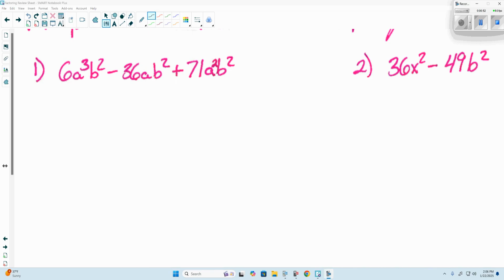All right, let's look at problem number 2 first. 36x squared minus 49b squared. Again, one of the first things with factoring you need to be looking for is the greatest common factor. Is there something that goes into both of those two terms? So there is no greatest common factor. Now we do have two things being subtracted, so there's a chance that this is a difference of perfect squares.